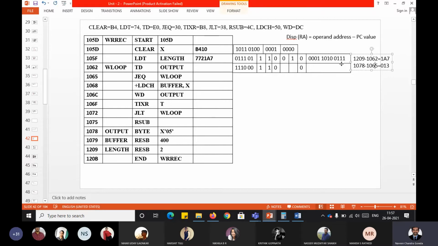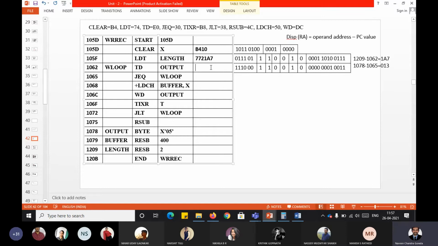So for finding this displacement, which register am I using? I'm using the PC itself. So P is 1, B is 0. And how to write this 013? It is 0, 0, 1 and 3, and the flag bits are 11. Based on this, generate the object code again.